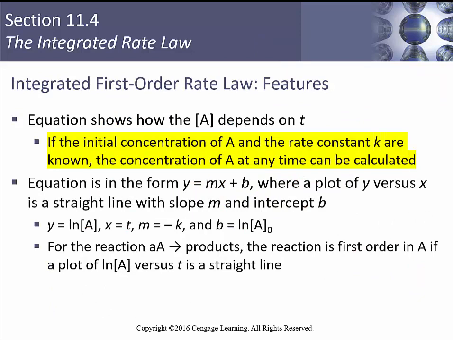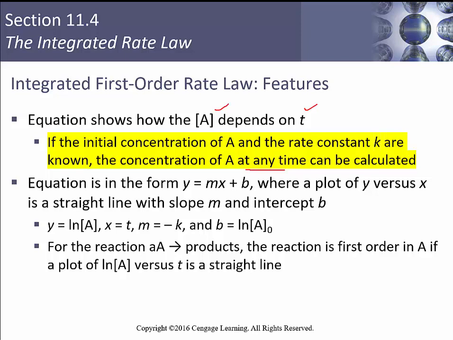So the equation shows how the concentration depends on the time. If the initial concentration of A and the rate constant k are known, then the concentration at any time can be calculated. It's in the form of an equation y is equal to mx plus b, which you are all familiar and comfortable with, where a plot of y versus x is a straight line with a slope of m and an intercept of b. So y is equal to the natural log of A, x is equal to t, m, our slope, is negative k, and b, our intercept, is the natural log of our initial concentration.